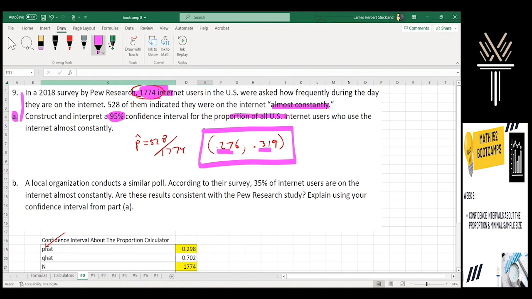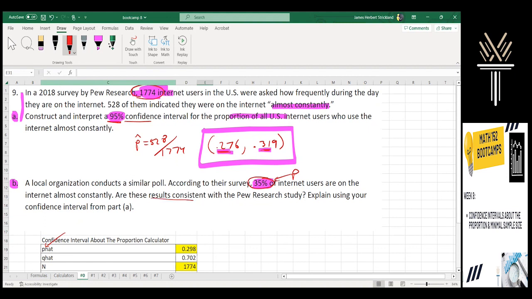And so how do we use that? Well, now we can look at somebody's claim, part B, and we're trying to find out if their claim is consistent with what we have determined. In other words, they're saying that the real population proportion is 35%. But we are 95% confident that the answer should be between 27 and 32 roughly.